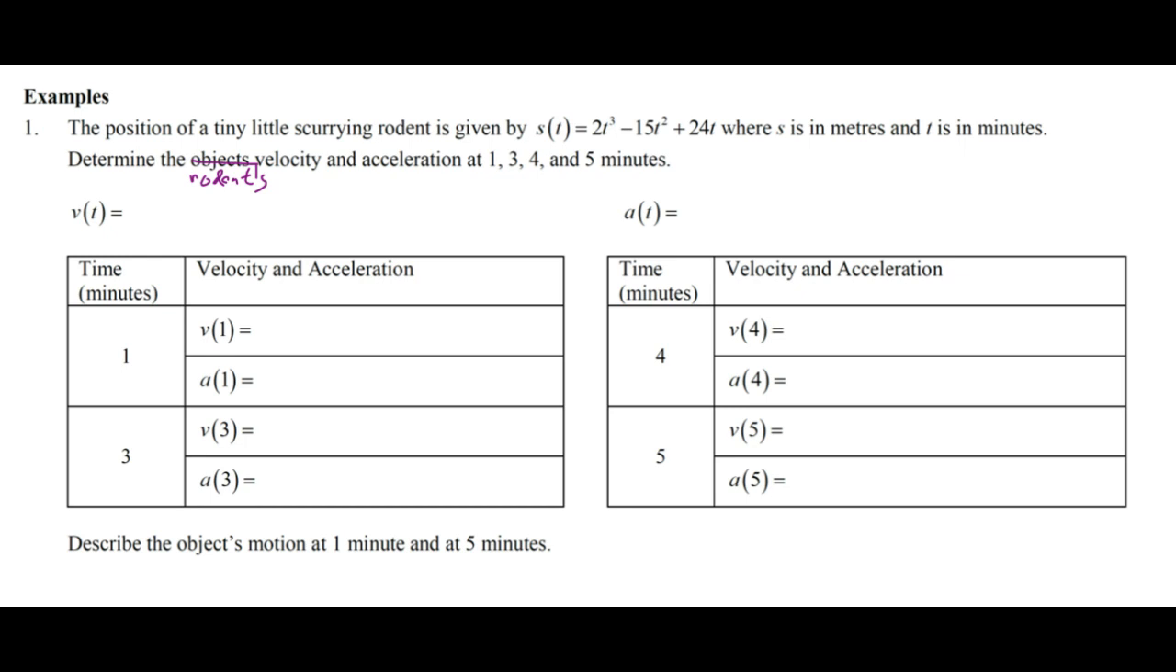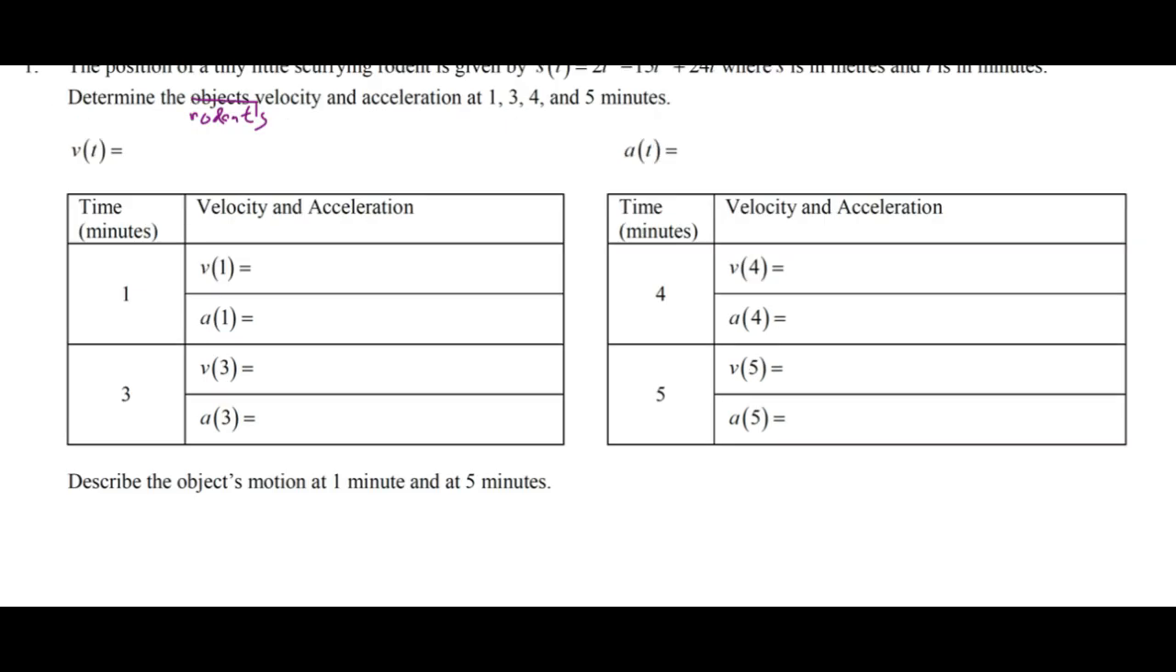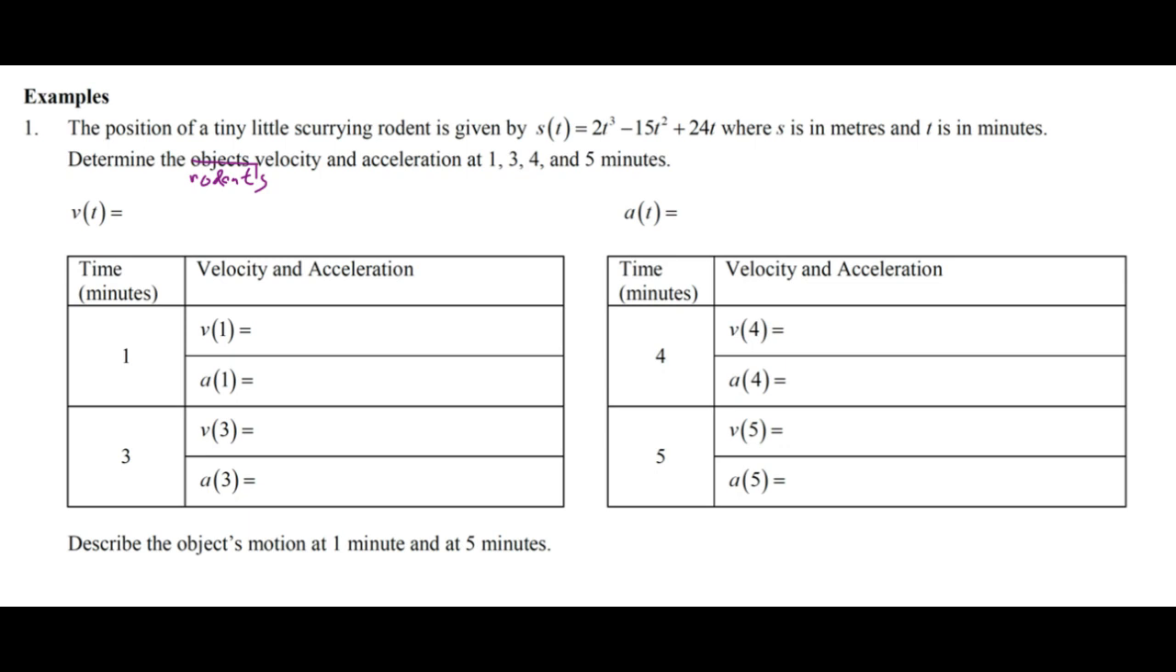You know, and a little apostrophe, so it belongs to the rodent. Velocity and acceleration at 1, 3, 4, and 5 minutes. So V of t is equal to S prime of t, which is the third derivative, right? I wrote that down. 6t squared minus 30t plus 24, and A of t, the acceleration, is the change in velocity, so it's V prime of t, which is S what?